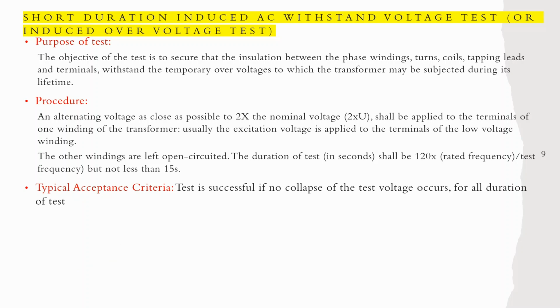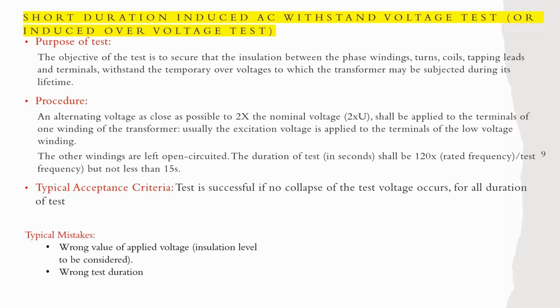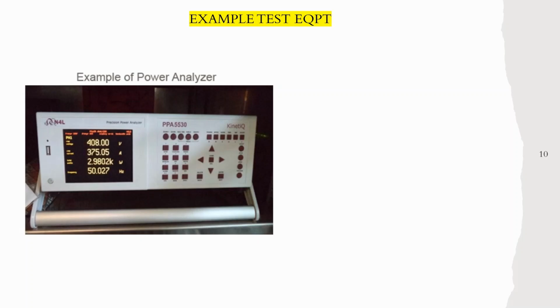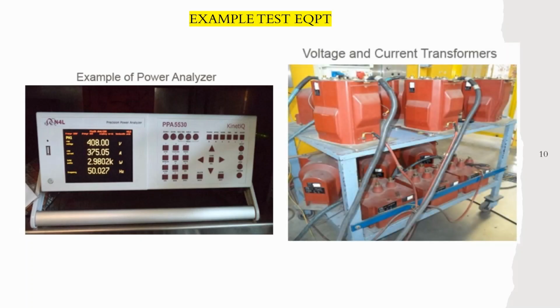So about the typical acceptance criteria: success is no collapse of the test voltage. Then the typical mistakes, always the same mistakes. The instrument equipment used: power analyzer, digital multimeter, elevator transformer, rigidity tester, and voltage transformer. So this is our example of equipment. The power analyzer, as you can see, is that one, and this is our voltage and current transformer during our testing.